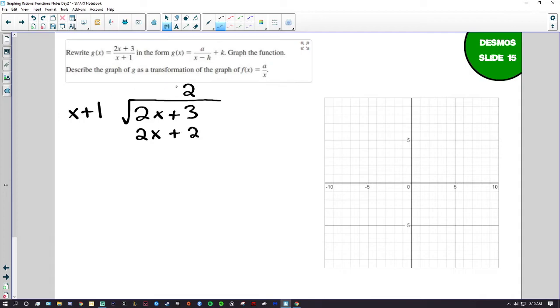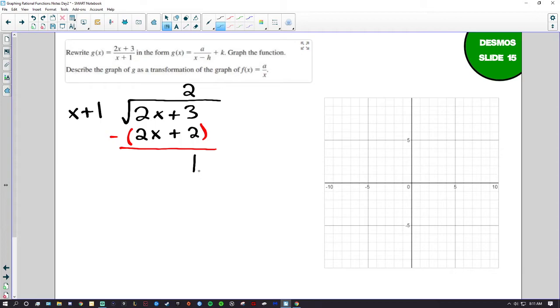Okay? When I multiply, now I'm going to subtract down like we would during normal long division. So I have 2x minus 2x is 0. And I have 3 minus 2, which gives me 1. Okay? So that's my remainder. So when I divide 2x plus 3 by x plus 1, I'm left with a remainder of 1.